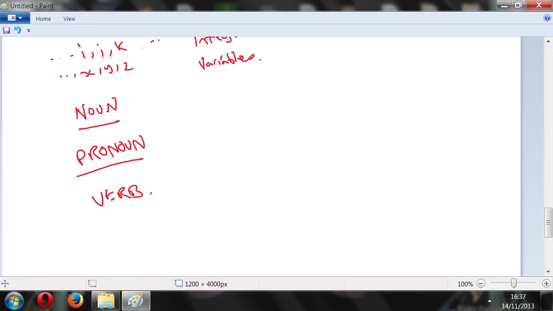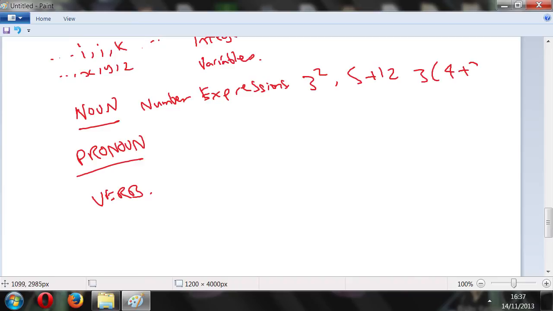So noun is going to be number expressions. So anything that can be reduced to a number, say 3 squared, 5 plus 12, 3 times 4 plus 3, etc. Anything that can be reduced to a number without additional operations is a number expression. Then a pronoun, which describes the number expression without explicitly stating it, is going to be a variable expression. So this is the equation before it's been done.